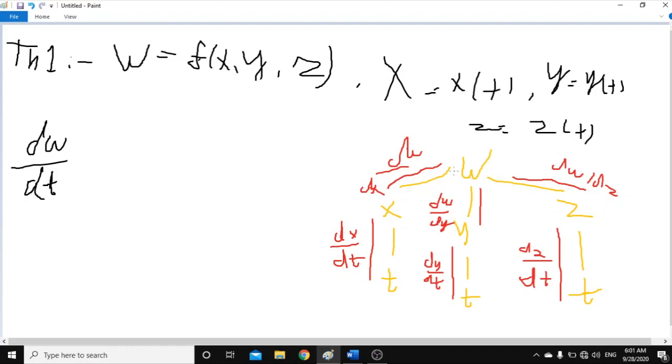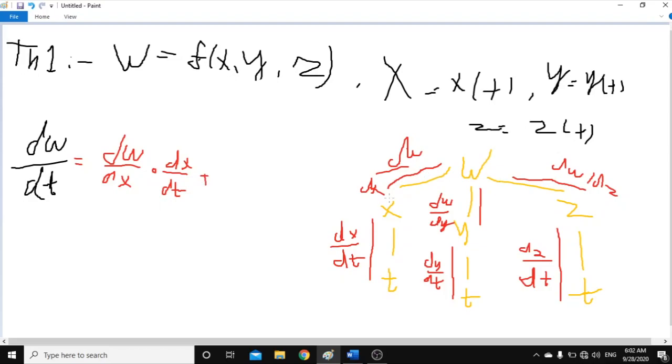So we can start with the x, for example, first. We write dw over dx, which is the partial derivative of the original equation with respect to x only. Remember that. Times dx over dt. It means you take the equation that has x and take its derivative with respect to t, don't forget.